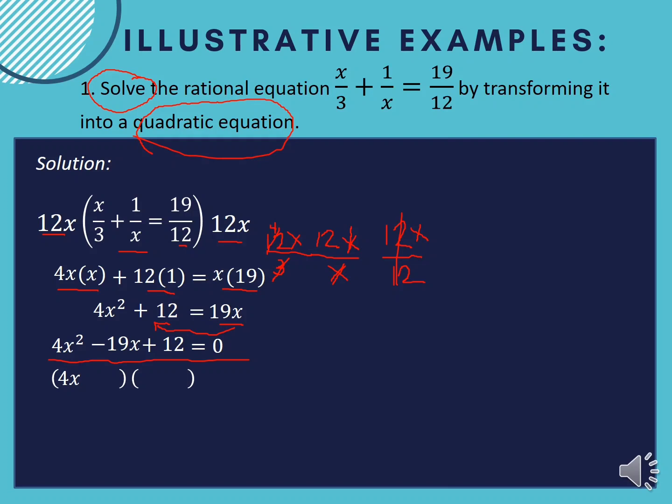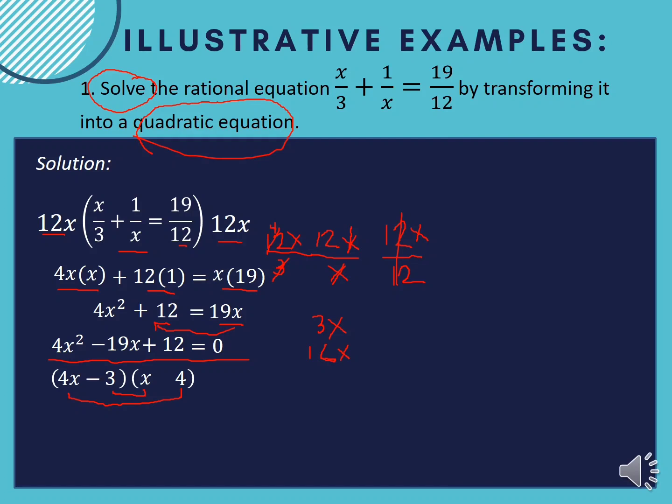So, ang first term, get the factors of 4x squared. So, we have 4x times x. The factors of 12 that will satisfy the middle term is 3 times 4. So, tama kaya to? So, we have 3x. Magsasatisfy kaya siya sa middle term? And then, 4x times 4, we have 16x. So, mangyayari ba na magiging negative 19x to?